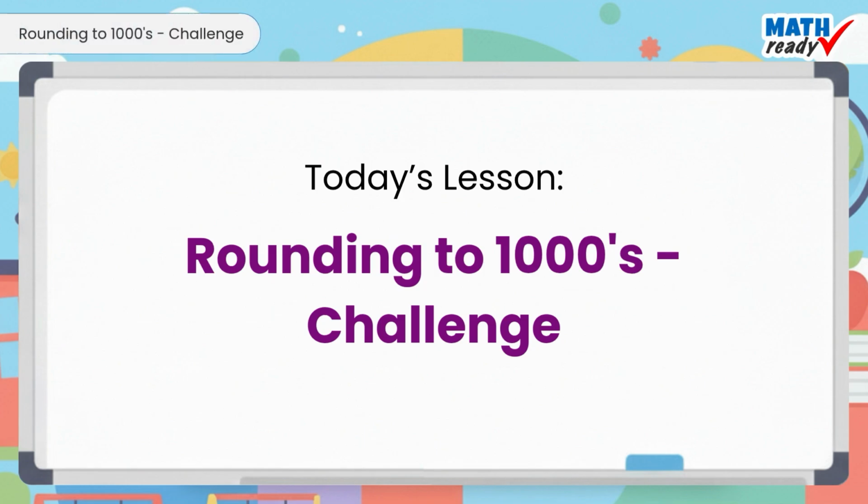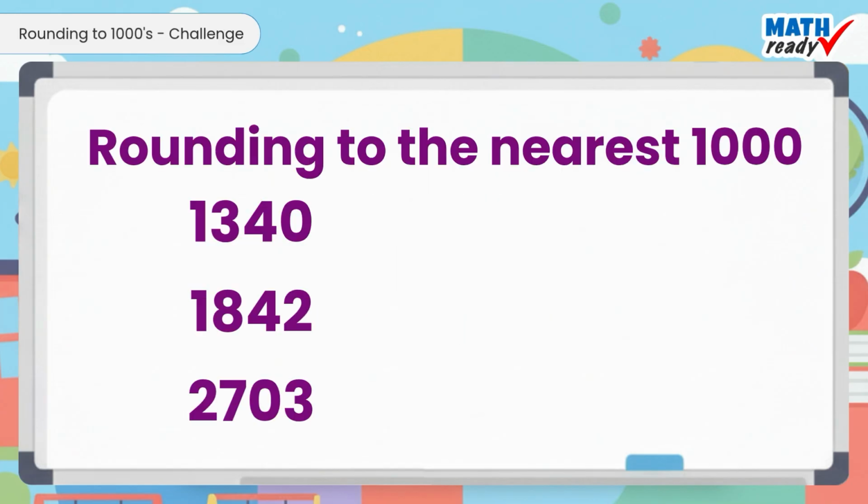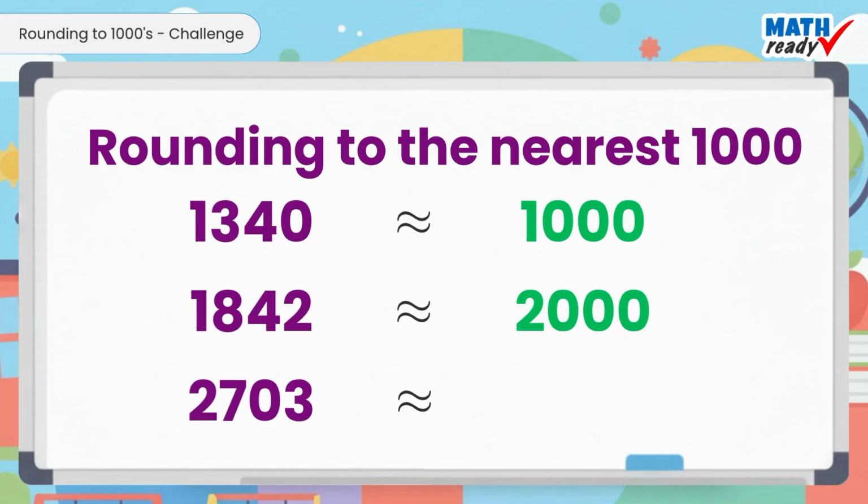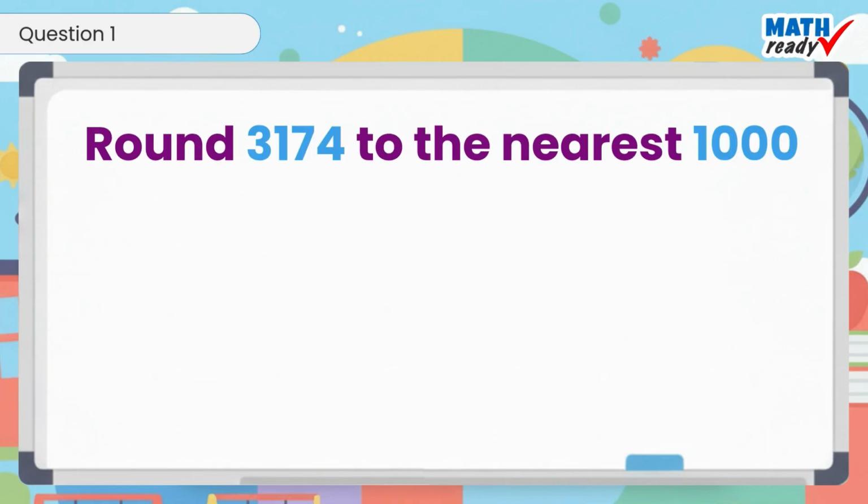Today we are going to look at rounding more difficult numbers to the nearest thousand. As we recall, rounding to the nearest thousand means changing a number to numbers like 1000, 2000, 3000, and so on. Let's work through the first example together.